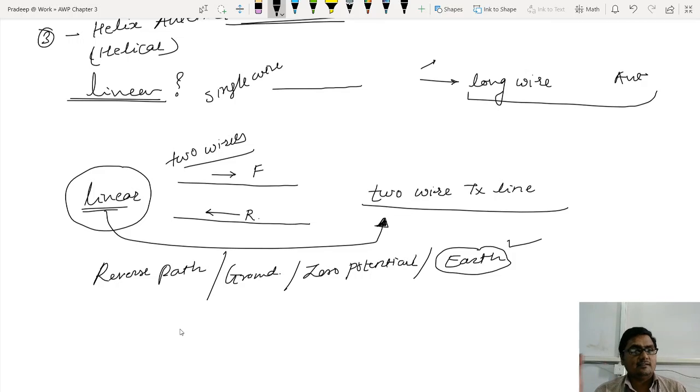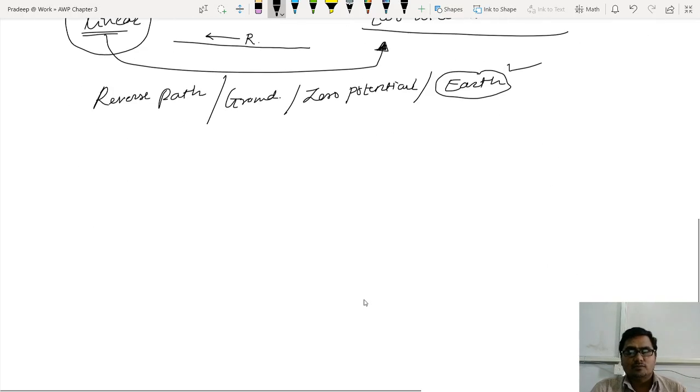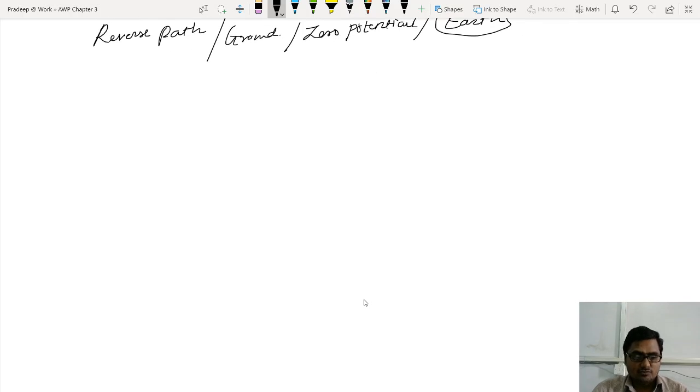So now, as we have started with the dipole, we come to the linearity. We come to the linear wire antennas. That's what a two-wire transmission line is. So as we have used the word transmission line, let's start our discussion with the transmission line itself. From the transmission line, we'll turn towards the dipole. So let me draw the transmission line now.